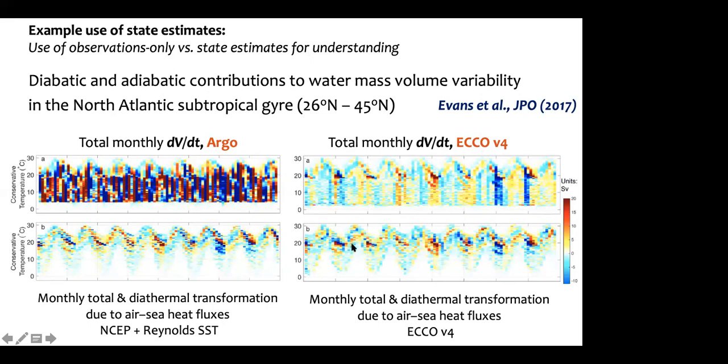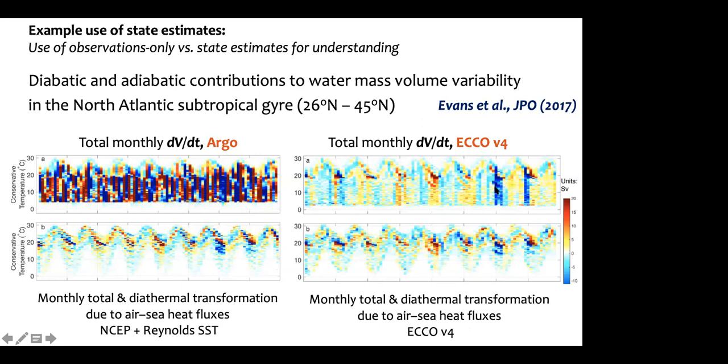Here is another such inferred diathermal transformation using a slightly different RC flux product. That's the RC flux product that comes with the ECCO product. It looks quite similar to the one obtained with the NCEP product, slightly different. And again, you see these specific events that have been of interest to this paper, the 2010 event here.